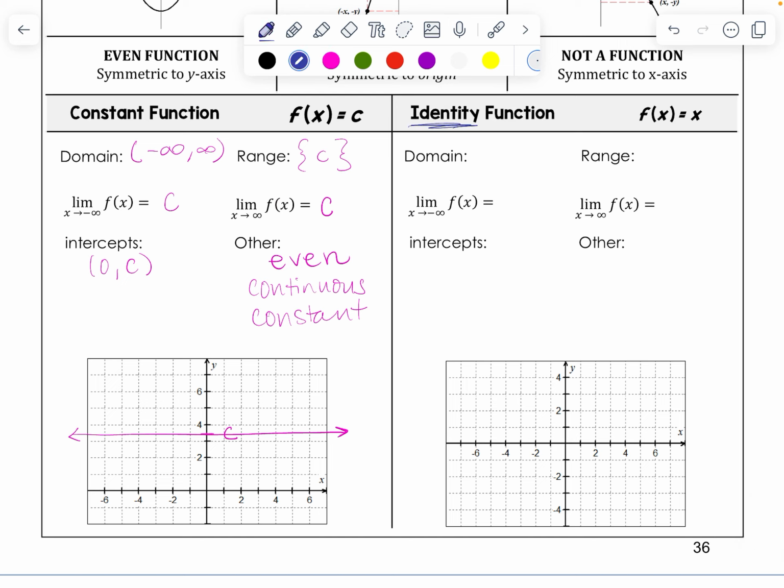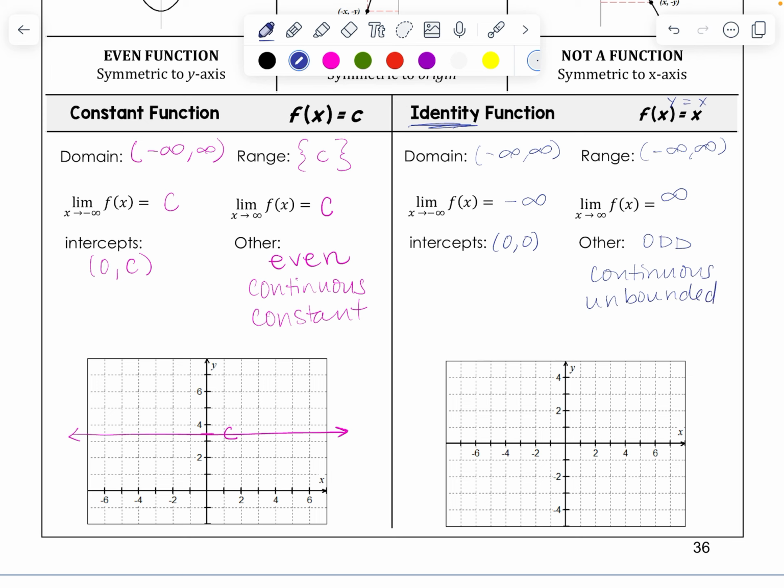This next one, we call it the identity function. It's where y equals x or f of x equals x. The domain, again, is all real numbers, and the range also is all real numbers. And as x approaches negative infinity to the left, the function approaches negative infinity down. And as x approaches infinity to the right, the function also approaches infinity up. Intercepts that we see are at 0, 0, which is an x and a y intercept. It's an odd function. It's continuous. And it's unbounded.